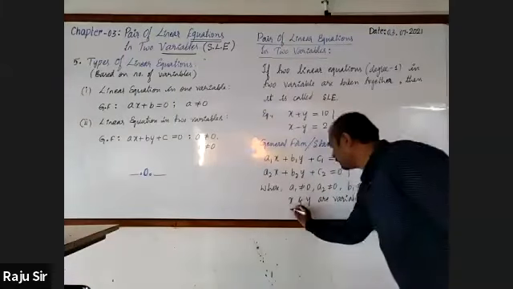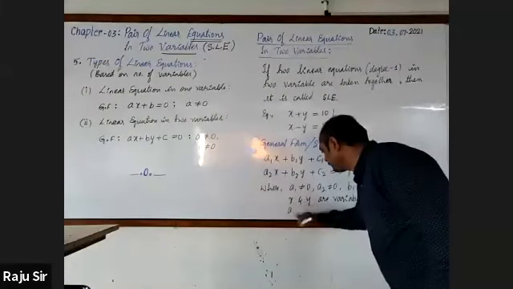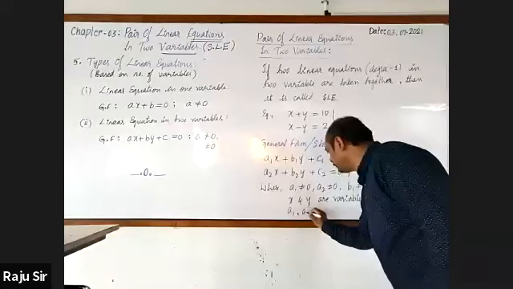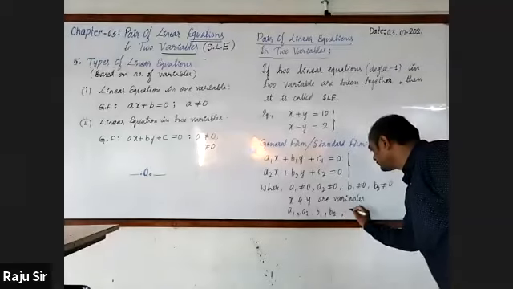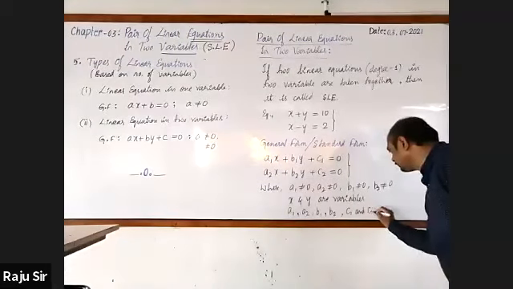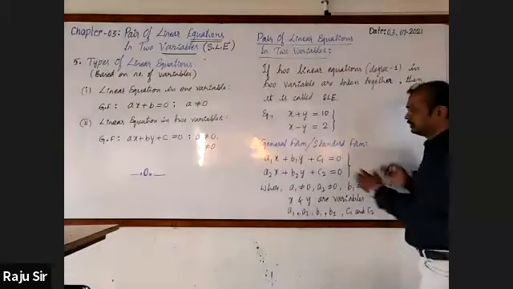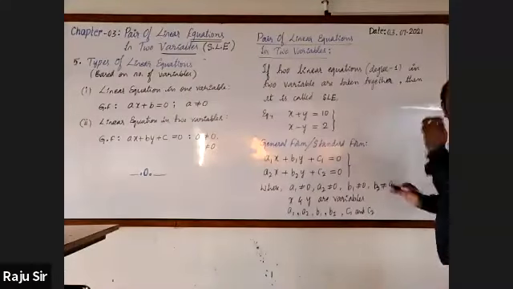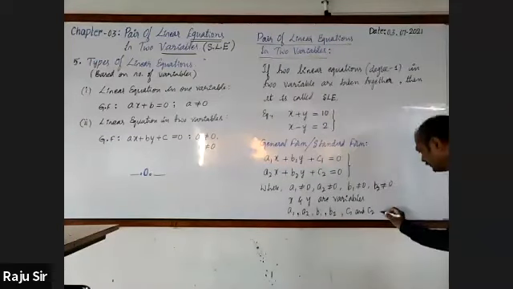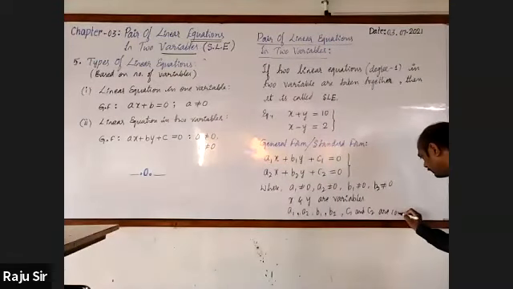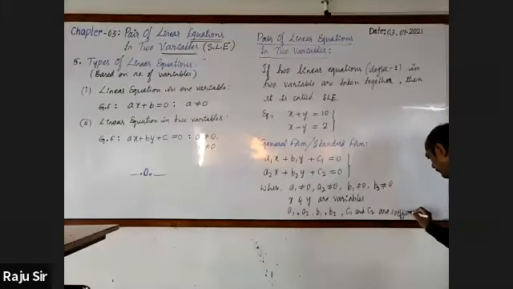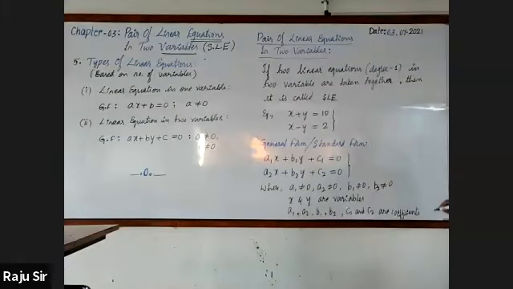Then what about a1, a2, b1, b2, c1 and c2? These are called constants, the coefficients. Coefficients are real numbers. In bracket, you write real numbers.